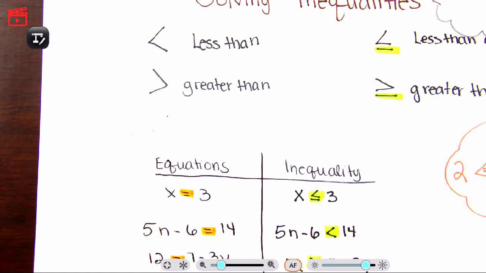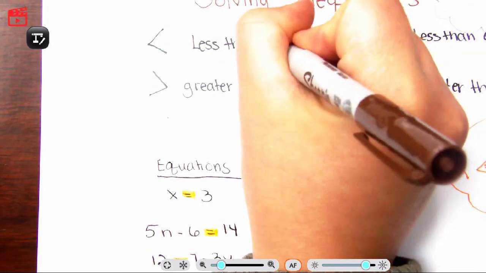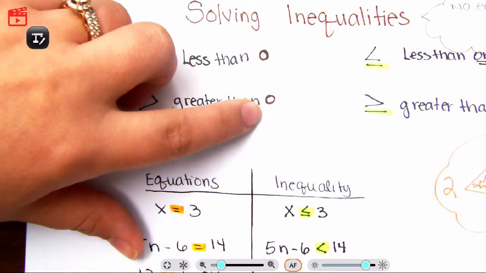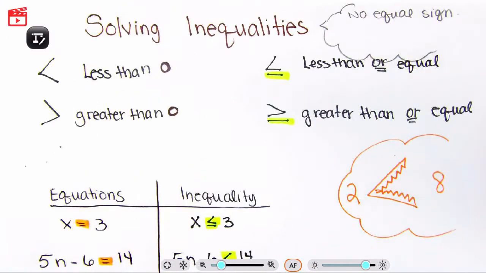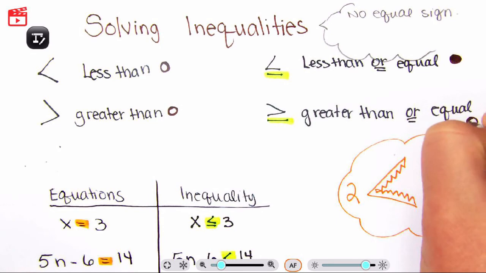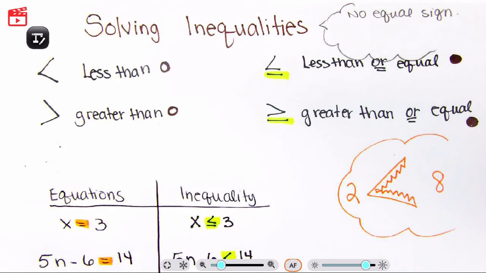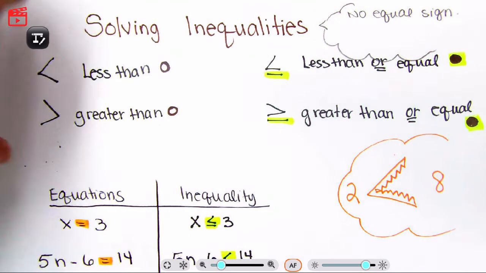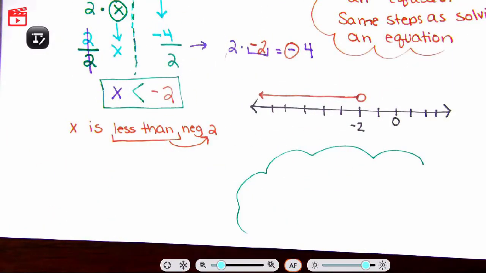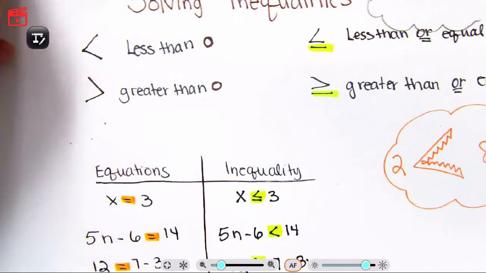Whenever you're graphing, you need to know when to bubble in or when to keep it open. If you do not have that bar underneath, you keep it open. If you do have that bar underneath, you're going to close up that circle. If you do not have that bar underneath, then you leave that circle open when graphing inequalities. So do we have a bar underneath? We do not, so we leave it open. All right, let's do another example, one with 2 steps.